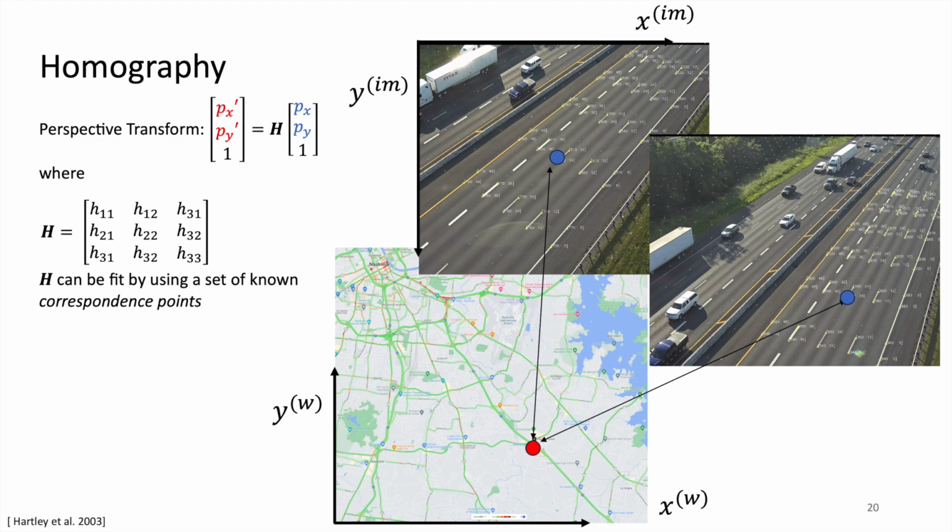Now, this assumption obviously is not perfect. A road has crown. It may have slight elevation changes within a single camera field of view, but this is a relatively good assumption that gives us relatively low error.